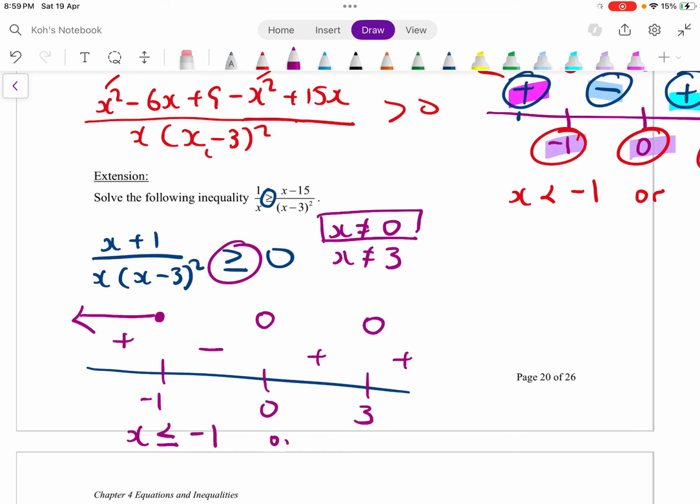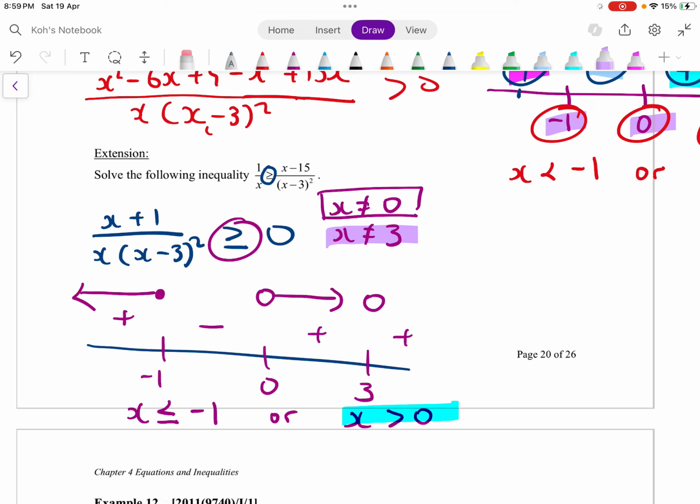Then for 0, it must be more, right? Of course, the 3 we don't need to care about. So you just put x is strictly more than 0. But same thing, because your x cannot be equal to 0, this inequality is satisfied, but you must also satisfy that x cannot be equal to 3. Since for x more than 0, there's a chance that x can be 3, you must put x strictly more than 0, but you cannot include 3. So that's how we do the extension.